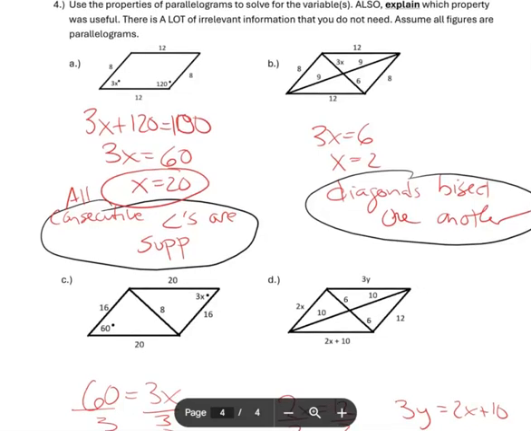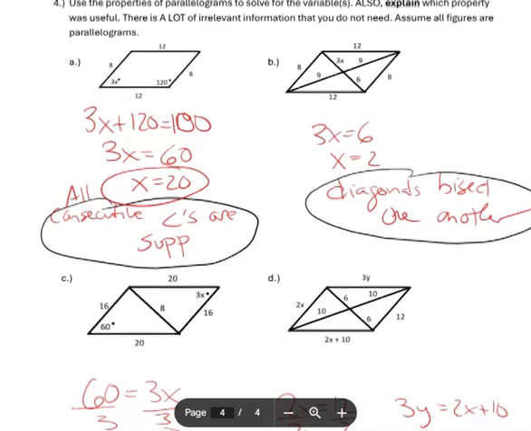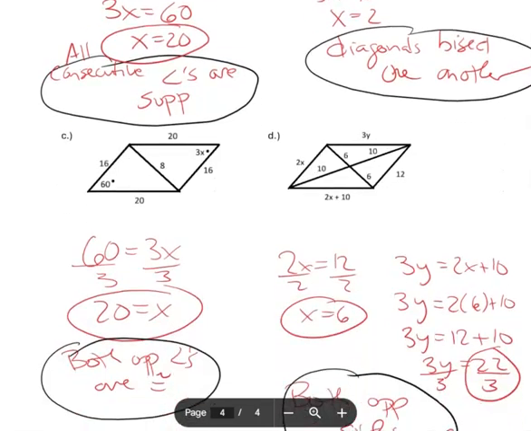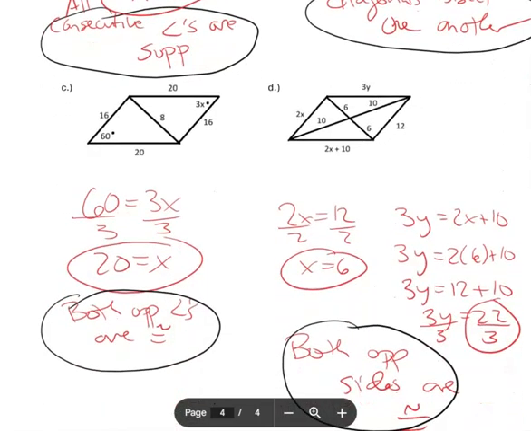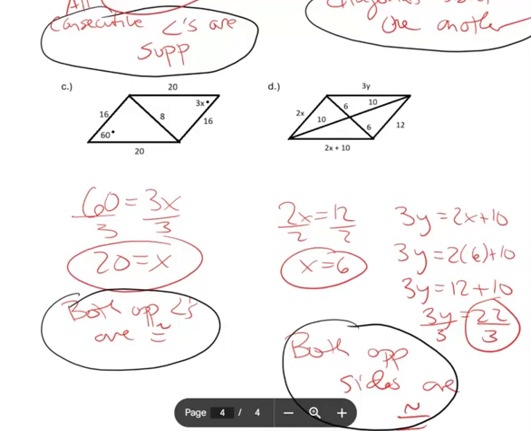The next one, the variable is going to be the diagonals bisecting one another. So you know that the 3x has to equal 6, and that would be diagonals bisect one another, and you get x equals 2. On the next one, we are looking at this, and it appears that we're dealing with opposite angles being congruent. All the rest of the information is kind of worthless. Just trying to see if it tricks you or if you know to ignore it. So 3x equals 60, and when you solve, you get x equals 20.